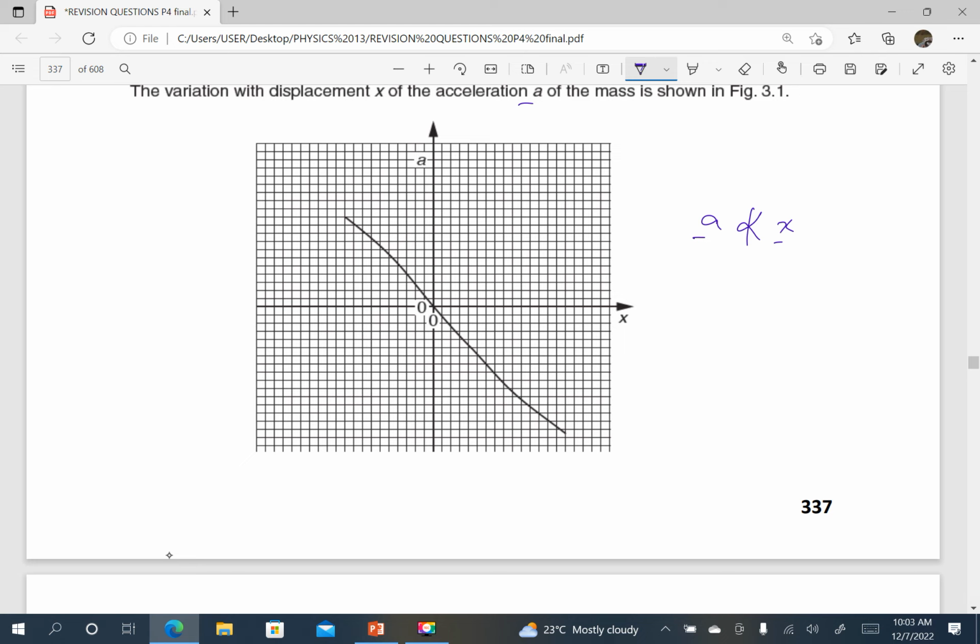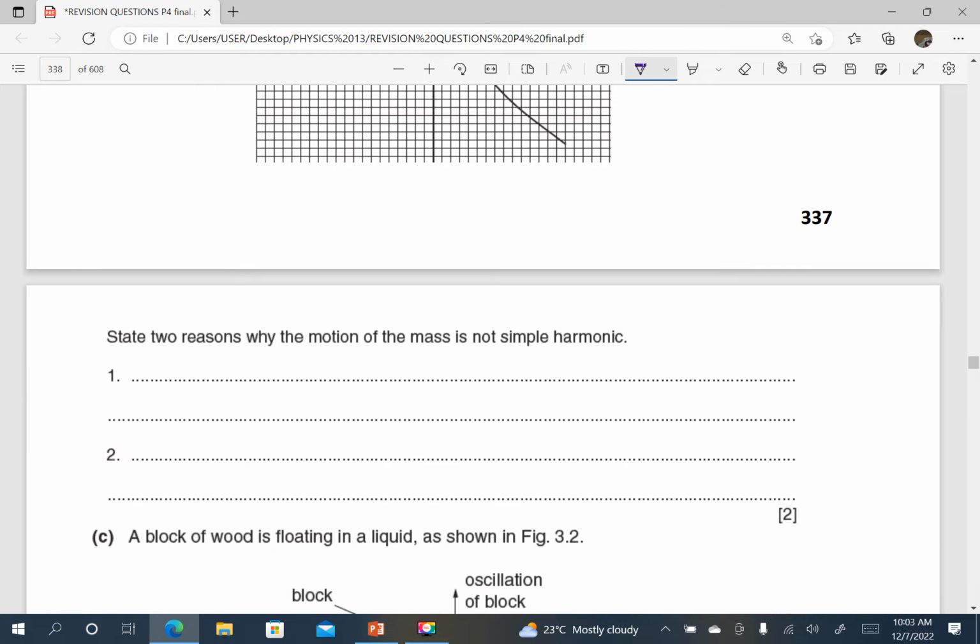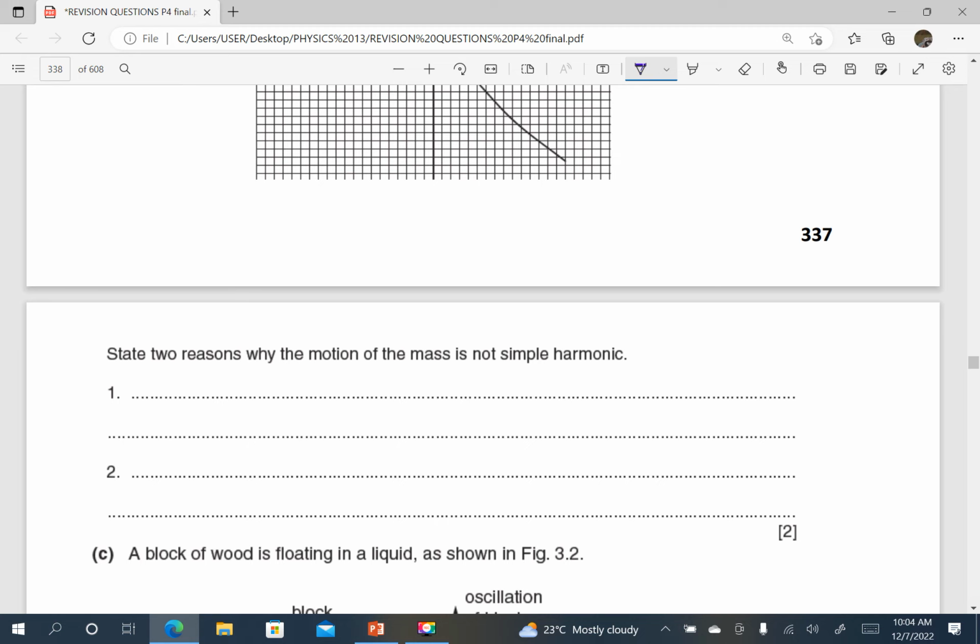The maximum displacement is not the same on both sides. It is not simple harmonic. So the first question says state two reasons why the motion of the mass is not simple harmonic. So one, the graph is not a straight line. If the graph is not a straight line, we cannot say that acceleration is directly proportional to displacement.